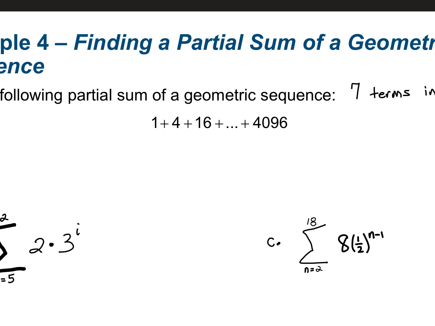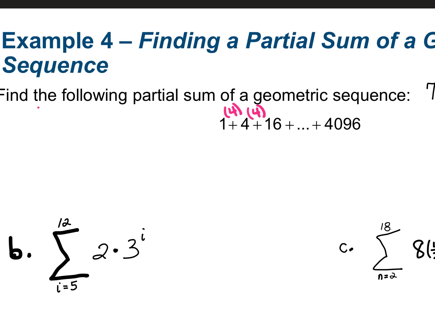For the first one, it tells us that there's going to be 7 terms in the sequence. You have 1, 4, 16, and then this 4,096. So you need to find your common ratio, or r. What are you multiplying by in order to get each of these terms? Well, 1 times 4 is 4. 4 times 4 is 16. 16 times 4 would be 64, and so on. Your common ratio, or r, is just 4.